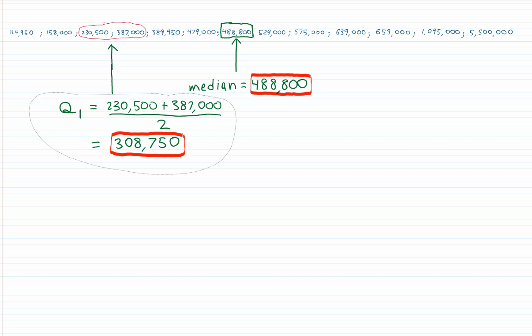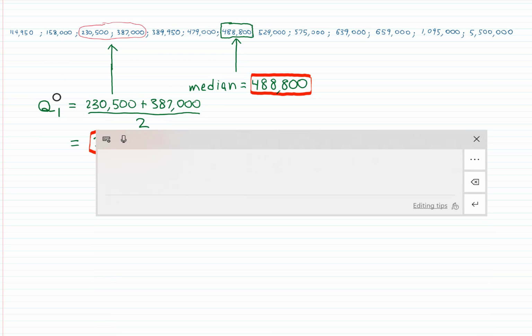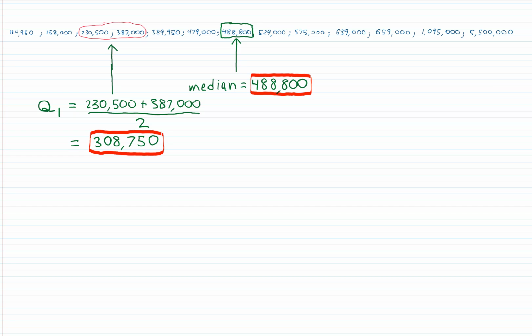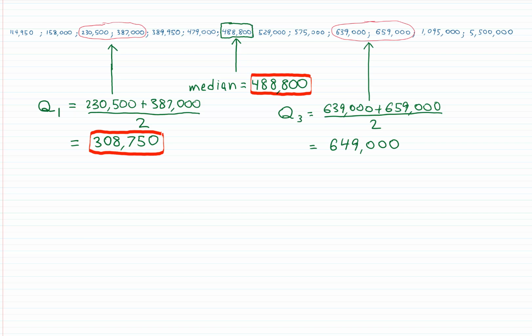And then to find the third quartile, you look at the data points that fall after the median. How many are there? 1, 2, 3, 4, 5, 6. And so the middle of those 6 will be right here between the third and the fourth one. Right between those two. Okay, so we write Q3 equals 639,000 plus 659,000 divided by 2, and we get 649,000. That's your third quartile.